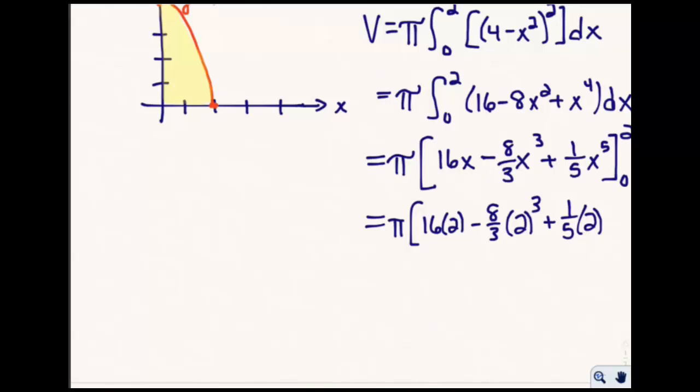So what we end up with is 256 pi over 15. And in general, we don't change this to a mixed number because it doesn't make as much sense as a mixed number.